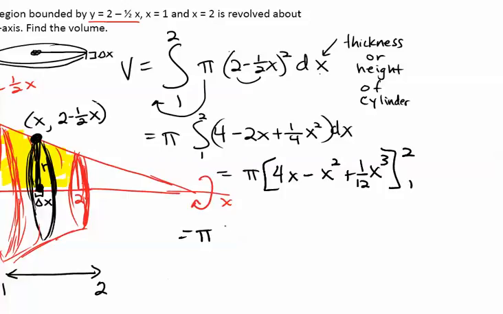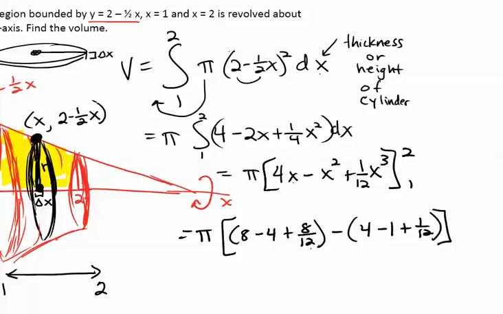So we've got a little bit of arithmetic to do here. Put 2 in and we'll have an 8 minus a 4 plus an 8/12, and you could change that to 2/3, but we'll wait and see. I think there's going to be a 1/12 in the next group, so I might as well keep my common denominator. And then put 1 in, and we'll have a 4 minus 1 plus 1/12. So that was what I was thinking about, keeping the 1/12 here.